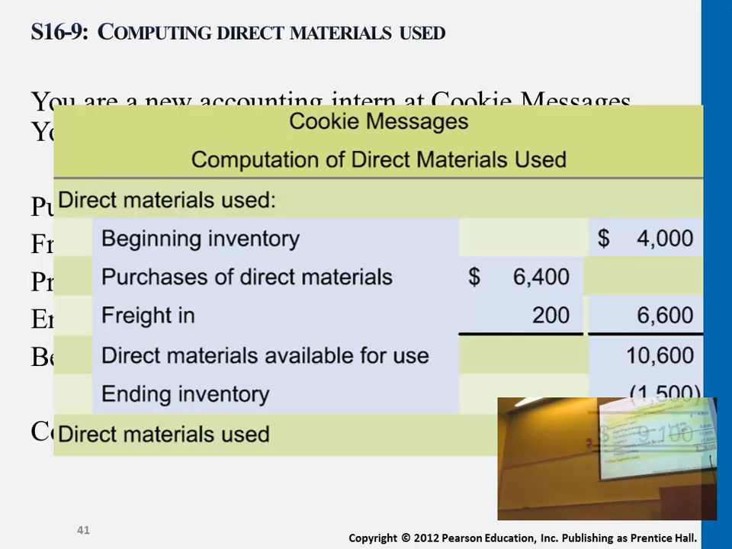So the logic here really is the same as when we calculate cost of goods sold for a merchandising business. The general logic is the same. You need to know last year's level, this year's new purchases, compare it against this year's leftover, determine what's used in this period. So the same logic we apply here, direct materials, beginning inventory that we can use, we made new purchases, we have to pay freight charges, compare against ending inventory, 1,500, so we actually used $9,100 worth of direct materials.